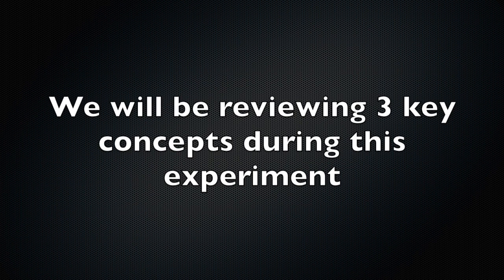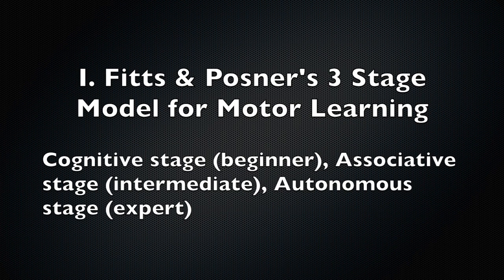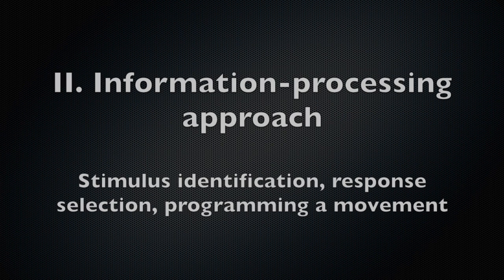In this experiment, we will be reviewing 3 concepts relevant to our course. The first concept we will be utilizing is Fitz and Posner's 3-stage model for labeling an individual's skill. The next concept we will be looking at is the information processing approach and observing exactly how each participant identifies the presented stimuli, selects a response, and then produces a desired movement.